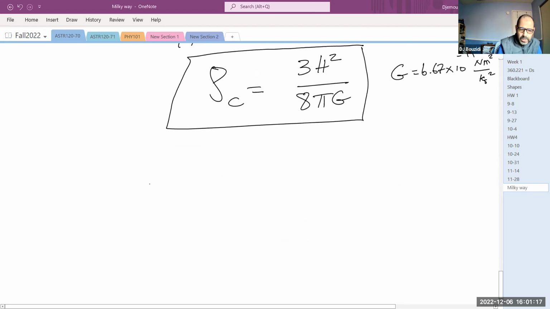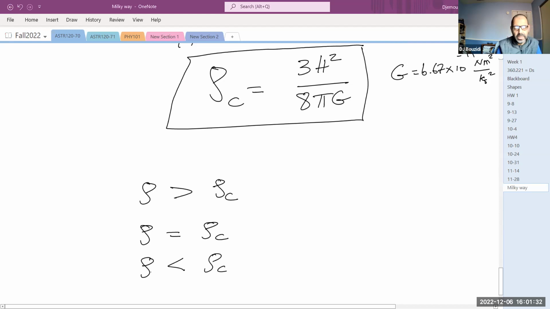So let's say, for example, the density of the universe is greater than the critical density, or the density of the universe is exactly equal to the critical density, or the density of the universe turned out to be less than the critical density. There is no other fourth option. Either the density is more than the critical, or equal to the critical, or less than the critical.